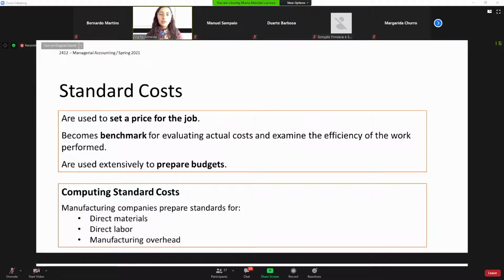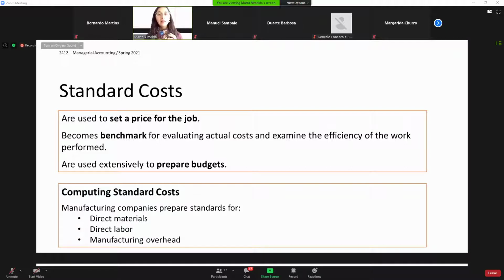For instance, let's imagine that they produce canoes, and a client wants a special canoe with special features. The company will think about standard cost. This special canoe will use this much material. How much is the standard cost per kilogram of material? And the standard cost of labor: this canoe will take this many hours, so how much is the standard cost per hour of labor?